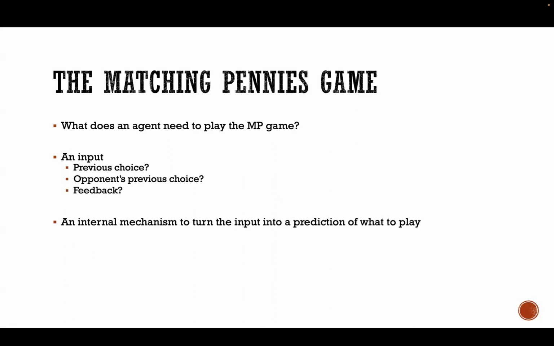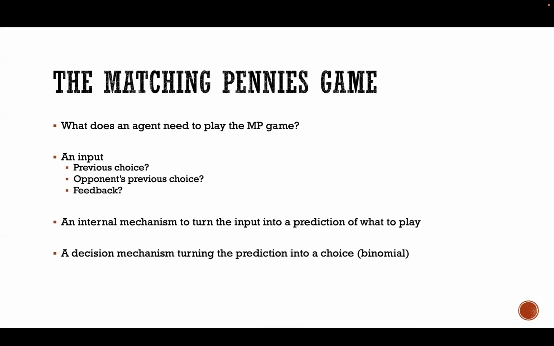Good. Then we need an internal mechanism. We need to open up the black box and put something in there that takes the input and turns that into a decision. Right? I know this is very basic, but going through the steps one by one helps thinking about how to do these things, and it will apply to more complex models. Right? A prediction of what to play, right? An estimation of what the other is more likely to play. And then a decision mechanism that turns the prediction into an actual choice, which in our case is binomial, right? You can play right or left.